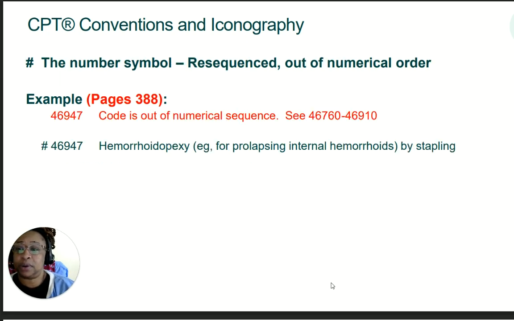Next, the number symbol. It means resequenced, out of numeric order. Sometimes you will have some codes that will not be in the numeric order that you're looking for. It could be either in a different section or another area for you to review. But your coding book will definitely direct you to the correct area to look for the correct code. If you look on page 388, this is only referring to a 2024 book. In 25, it has already been updated. You see it's for code 46947.